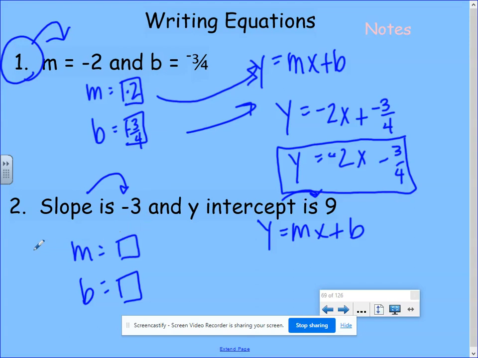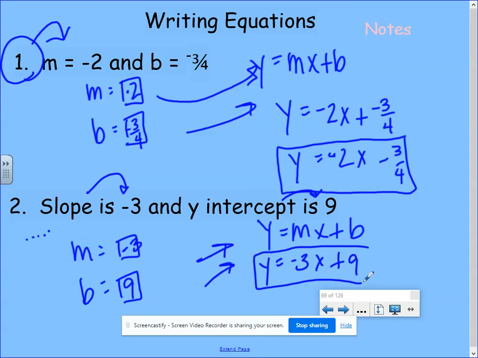Okay, so we have to do a little thinking. Slope is another word for the letter m. So I'm going to put the -3 in the m spot. The y-intercept is just the word that we use to describe the letter b. So I'm going to put a 9 in the b spot, and then I'm going to quickly put them into the equation. So y equals -3x plus 9, and we win the game. Yay, the crowd goes wild.